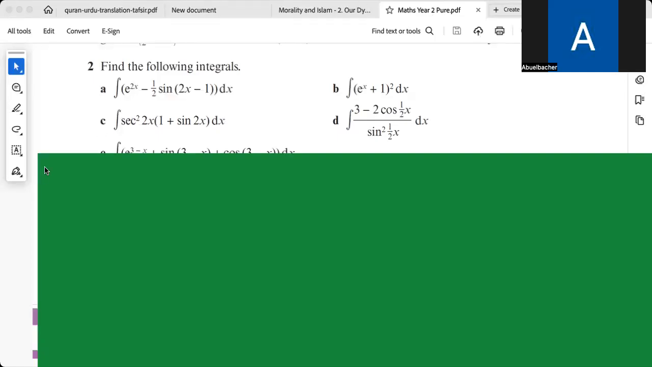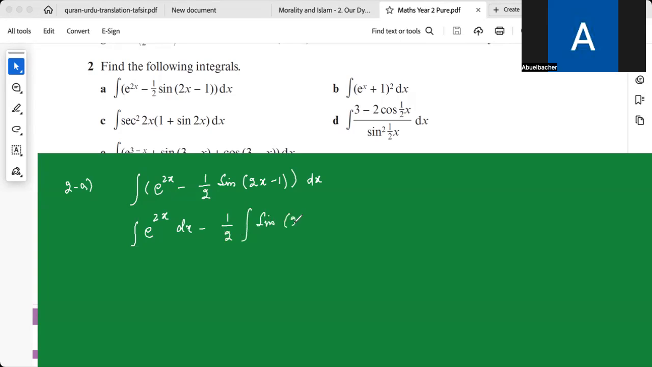Okay, so our first question, which is 2a. Our integral is e power 2x minus 1 over 2, then sin 2x minus 1 into dx. Here there are two terms, so you can separate them. For example, e power 2x into dx, negative 1 over 2 is a constant outside. Then we have a sin of 2x minus 1 into dx. Okay, let's solve this one.